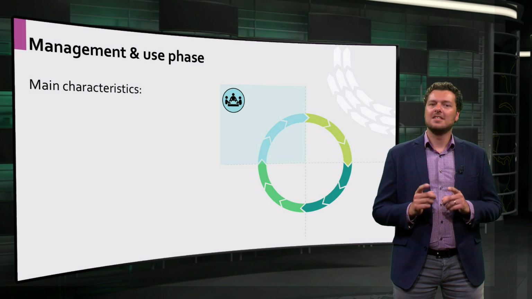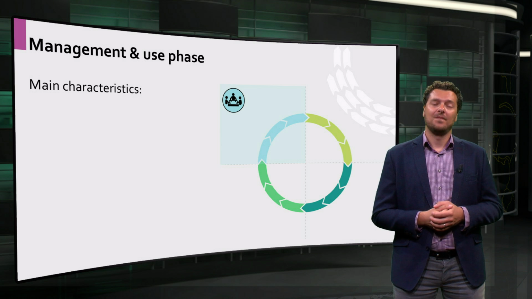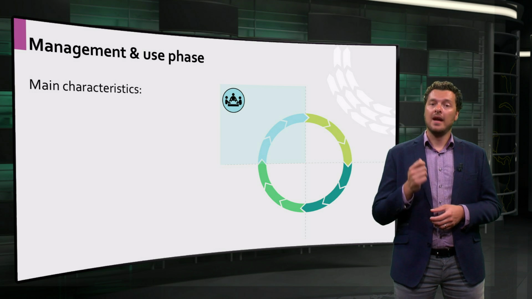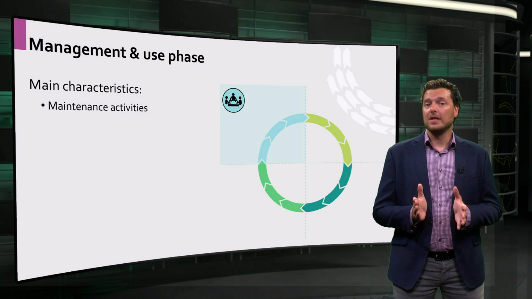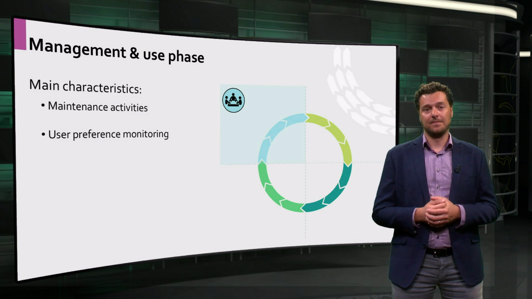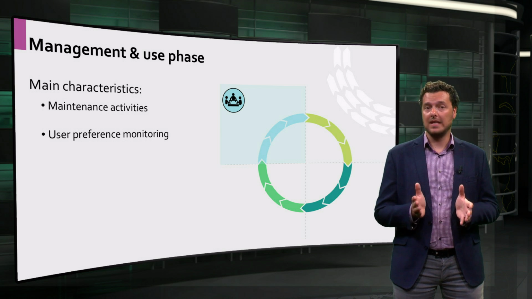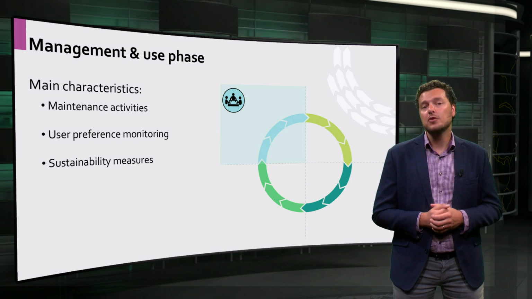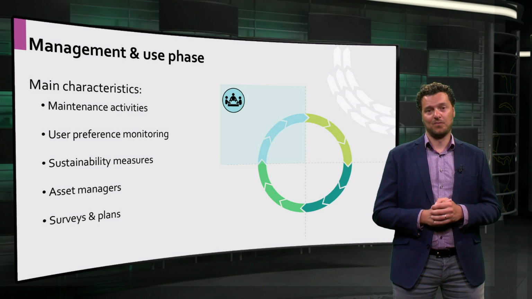If you made all the right decisions, you have successfully adapted a building. People can start using it now. This brings us to the management and use phase, the longest phase of the building cycle. Here the building needs to be maintained in order to keep it functioning properly. Also, the building must support the user needs continuously. In addition, sustainability measures should be considered, for instance, to improve the energy efficiency of the building. Asset managers are responsible for managing the building in its use phase. In order to do so, they apply management tools like maintenance plans and user surveys.